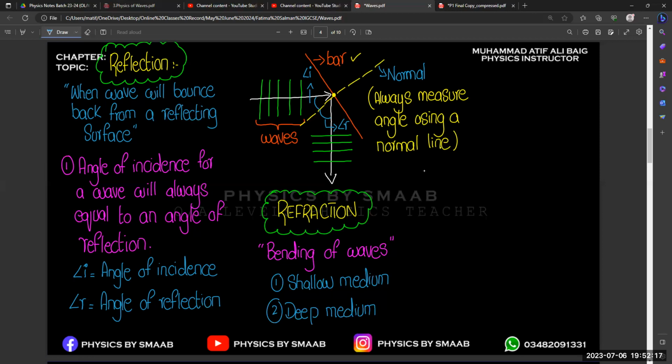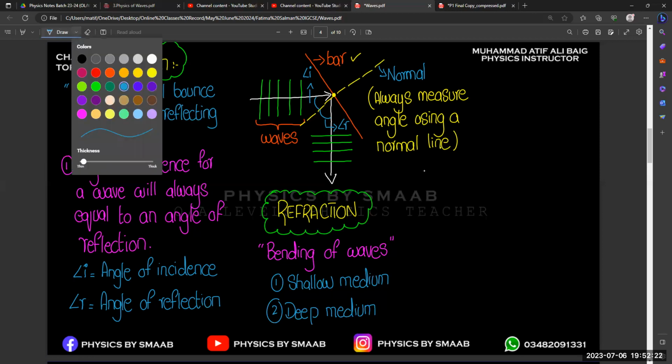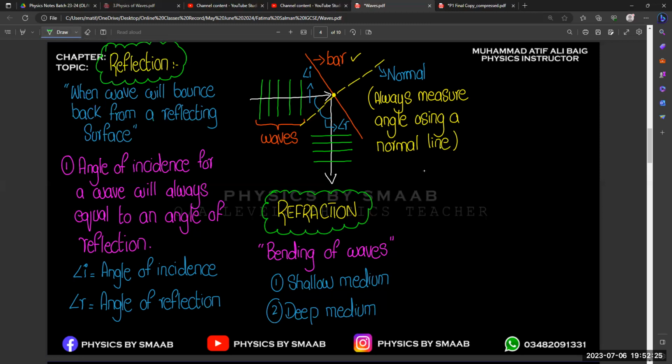You need to know about three important terms here. The first one is the frequency in deep water and shallow water. The second one is the speed in shallow and deep water. And the third one is the wavelength. You need to know about these three terms in deep and shallow water.